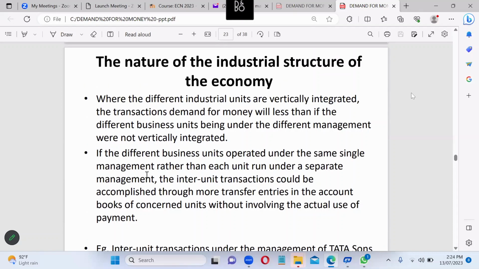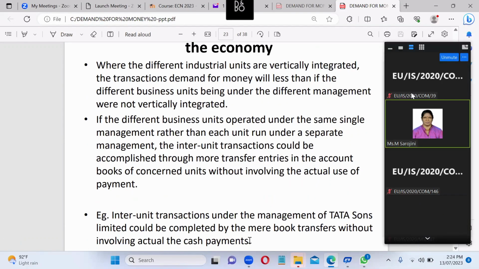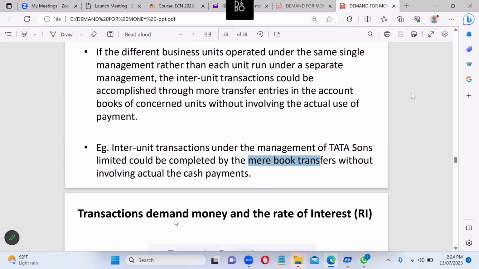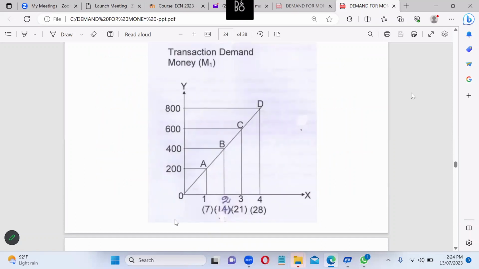This is the one development. Without using cash payment, the Tata Sons company uses transfer payment through mere book transfer without involving actual cash payment. So these are some other payment methods.